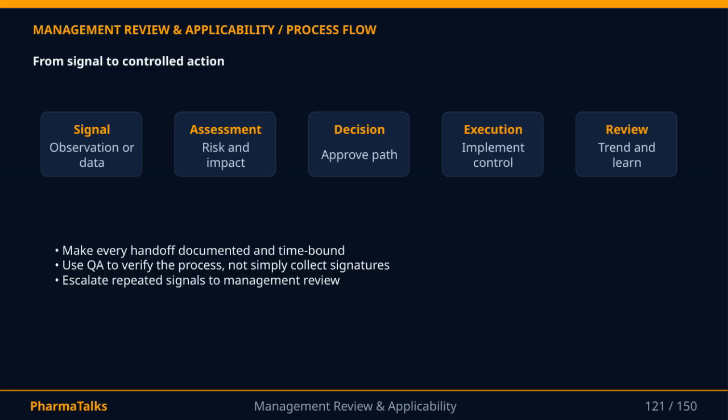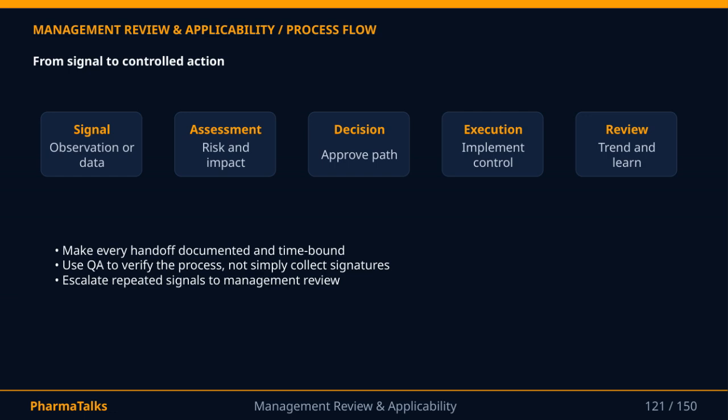Here we have the management review and applicability process flow, outlining how we move from an initial signal to a controlled action. It starts with the signal itself, which could be an observation or data point that raises a concern or highlights an issue. Next comes the assessment phase, where we evaluate the risk and potential impact of that signal. Based on this assessment, a decision is made about the appropriate course of action, whether that means approving a certain path forward or requiring further steps. Once the decision is made, we proceed to execution by implementing the necessary controls to address the issue.